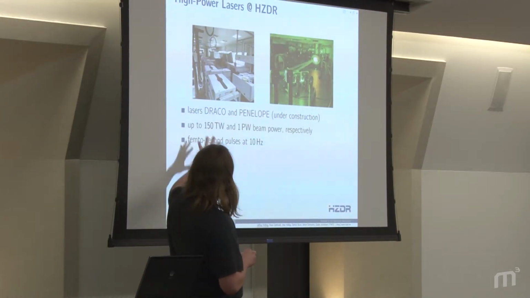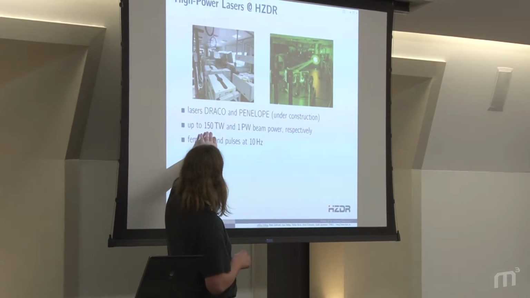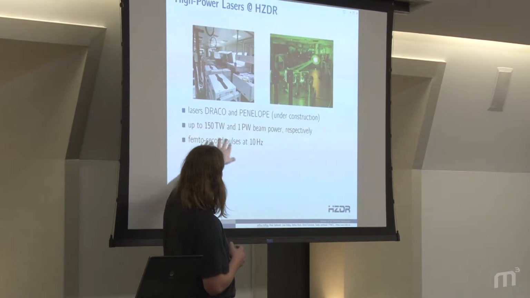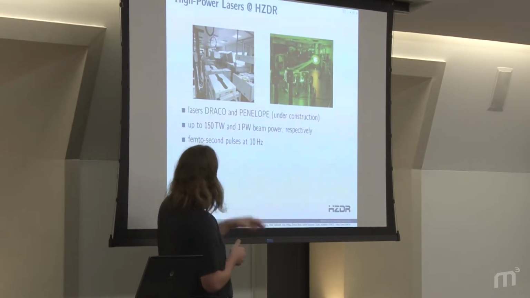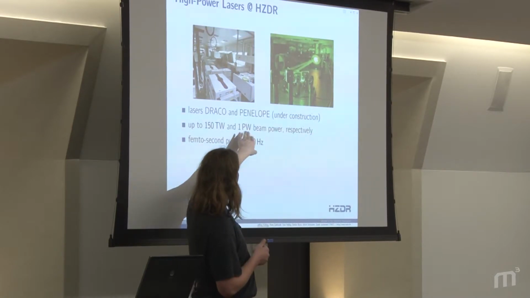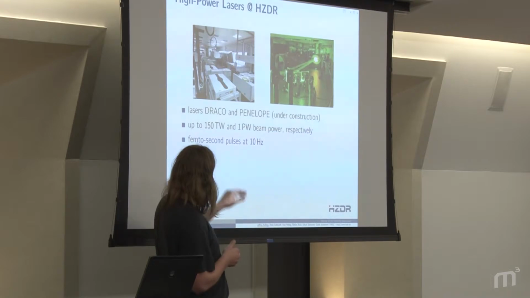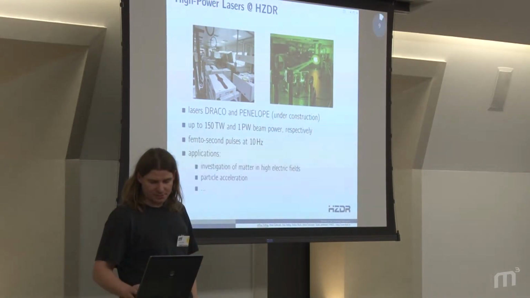Regarding the high power lasers, we have one which is currently running called Draco. It's a 150 terawatt laser. These lasers are pulsed. They fire femtosecond long laser pulses. So this one is 150 terawatts, and this one is 1 petawatt, which is currently under construction. And these fire at 10 hertz. That's basically what is delivered for the experiment at the end.